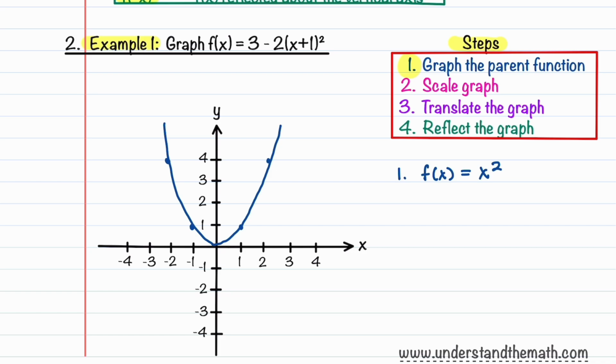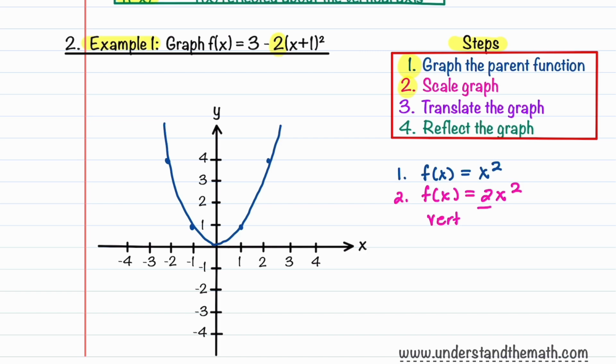Now the next step is to scale the graph. When we scale the graph, we're going to look at the constant multiplying our function, and that constant is 2. We're not going to worry about the minus sign right now. We'll worry about that later. So let's just write down that we're going to graph now f of x is equal to 2x squared. When we have a 2 multiplying our function, that means that our function is going to be stretched vertically by a factor of 2. Let's go ahead and write that down.